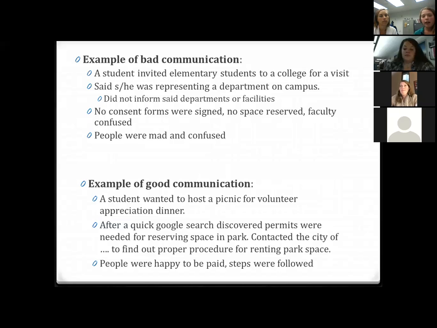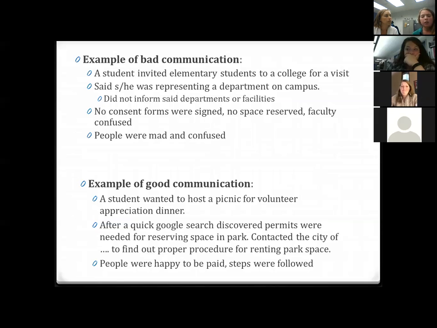We have examples of bad communication. Say a student was hosting an event on a college and they invited individuals. However, they said that they were representing a different department, but they didn't let that department know, or even facilities know. This led to miscommunication just because consent forms weren't signed for the students that were coming. So you get into legal problems there. There wasn't space reserved, so nobody knew they were coming. It just led to confused people.